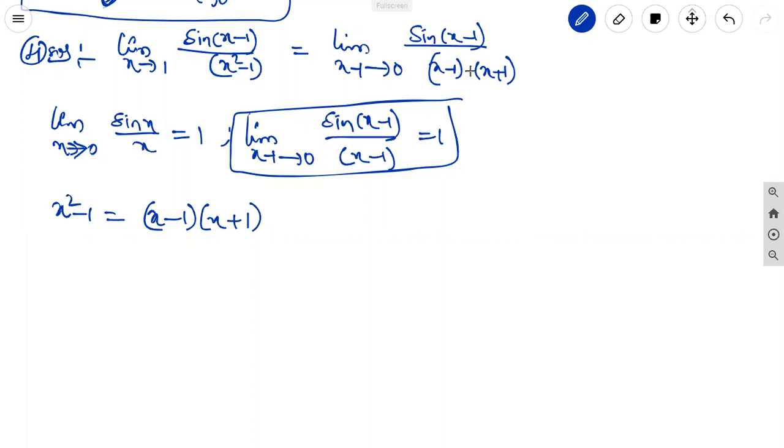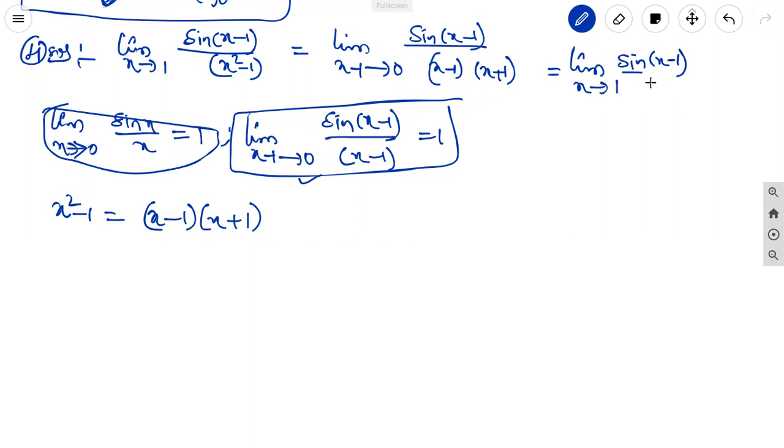So in this case, that is our idea. If x tends to 0, then we have the relation sine x by x equal to 1. If x tends to 1, then 1 minus 1 is 0, and in that case also it should be 1. So for that idea, I can make it into this relation. But again, you can write it as limit x tends to 1, sine of x minus 1 by x minus 1 into limit of x tends to 1 of 1 by x plus 1.